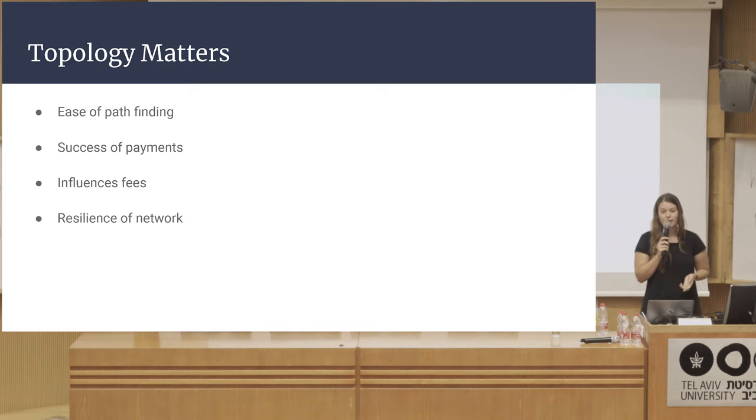So when we look at the Lightning Network, the public topology really matters. It affects your ease of pathfinding. It affects the success of payments that you have in the network. It influences your fees a lot. If you're very badly disconnected in the network, you're going to have to pay much higher fees. And it also affects the resilience of the network. If the network is relying on a very small number of routing nodes, if one of those goes down, we're not only going to see a very big decrease in payment success, but it also opens us up to all sorts of nasty chain analysis folks and the like trying to watch our transactions.